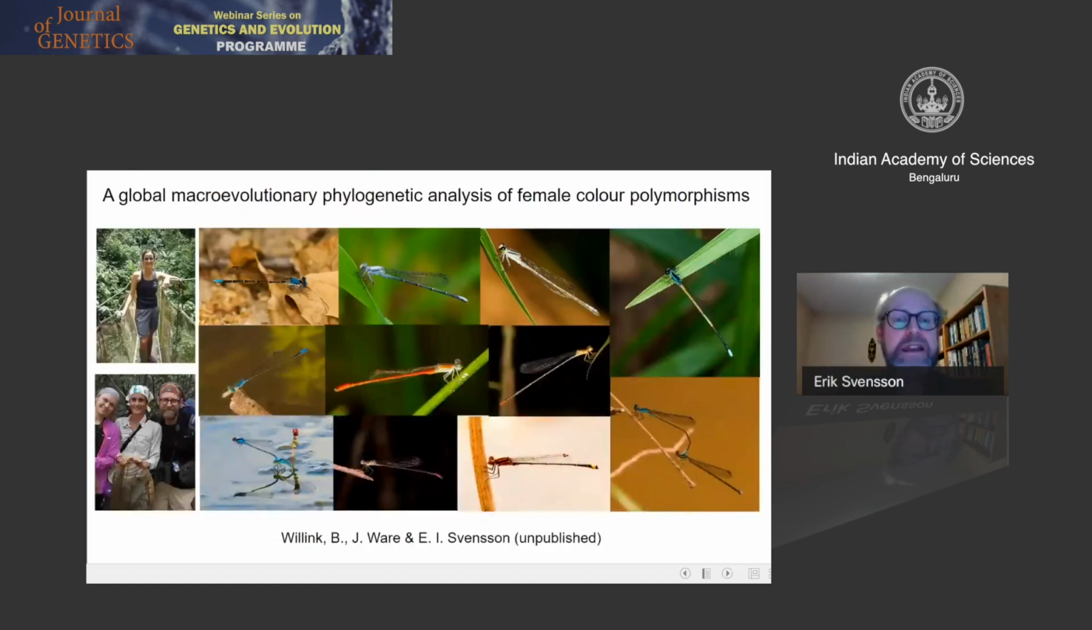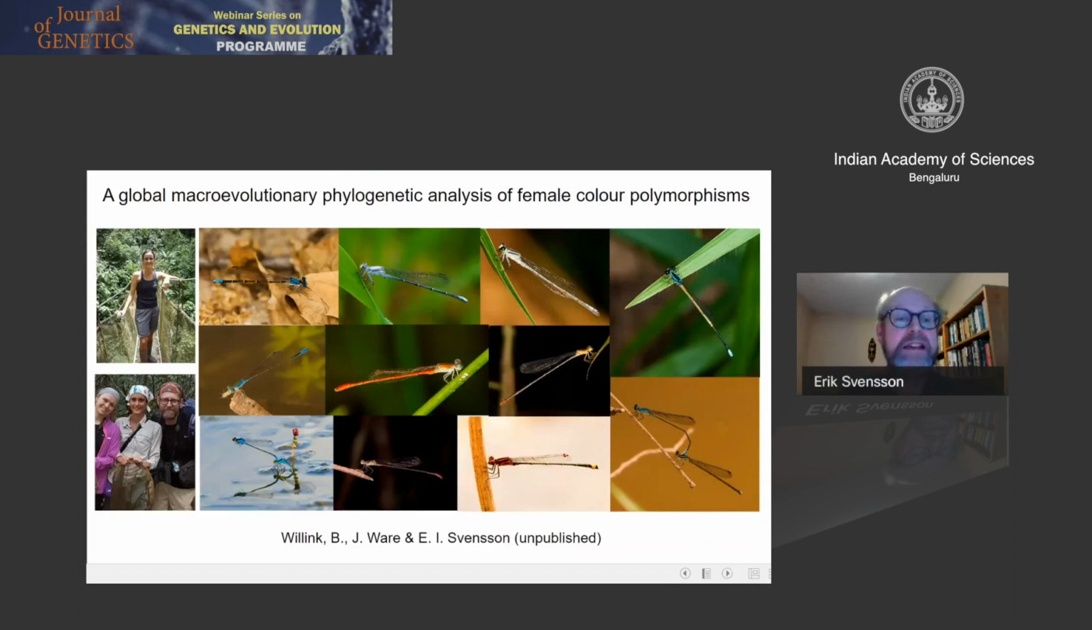So this biogeographic analysis of a single species, as well as our experimental studies, stimulated us to take a broader global macroevolutionary phylogenetic approach to understand the macroevolutionary history of this color polymorphism. We have a fairly good understanding of what factors maintain the polymorphism within a single species, Ischnura elegans, and factors like temperature, which explains regional divergence in morph frequencies. But we didn't know very much about the evolutionary history of this color polymorphism.